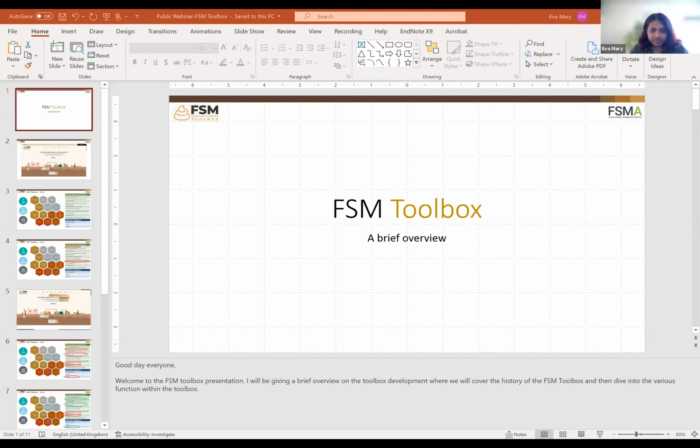Now we will hear the Toolbox overview presentation from Eva Mary. Eva has been working in the WASH sector for several years and has worked with NGOs and as a researcher in India and South Africa. And since the FSM Alliance became the host of the FSM Toolbox, she is now leading our work to promote the Toolbox within the sector. Eva, over to you. Thanks, Jan.